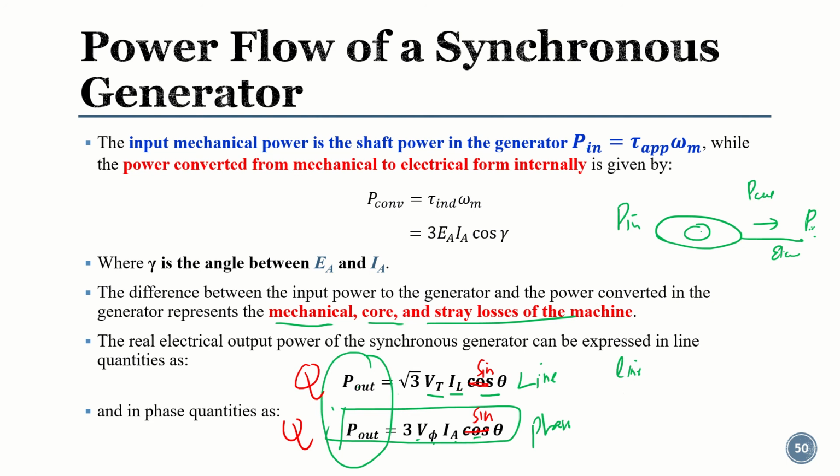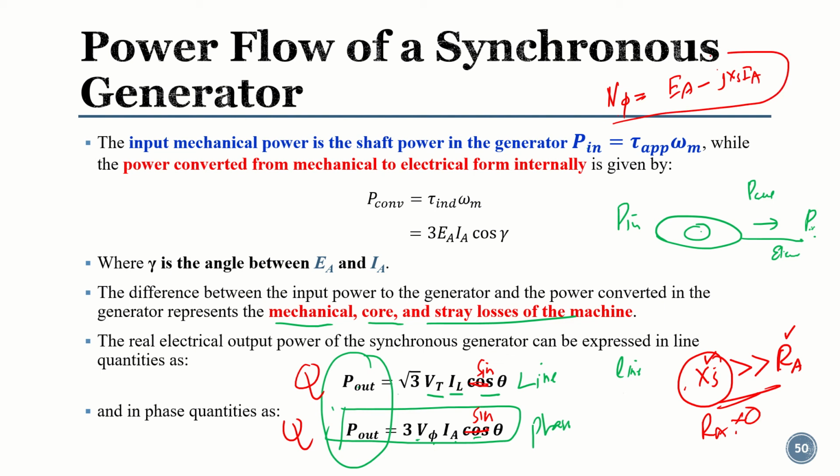Here I want to emphasize one thing. Usually the synchronous reactance is much greater than the armature resistance. That's why the drop across the reactance will be much larger than across the resistance, so we usually ignore the resistance. If we ignore that, our phase voltage will become the induced voltage minus only the drop across the reactance, because we ignore the voltage drop across the resistance.